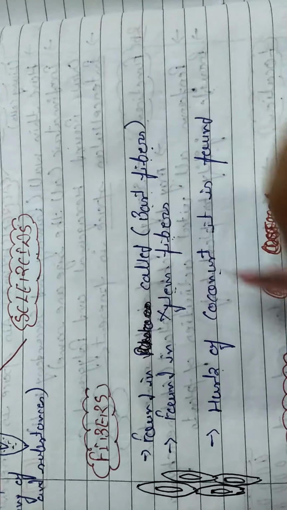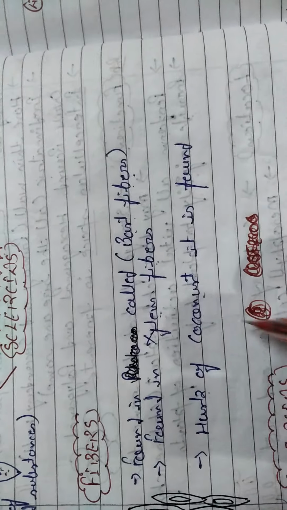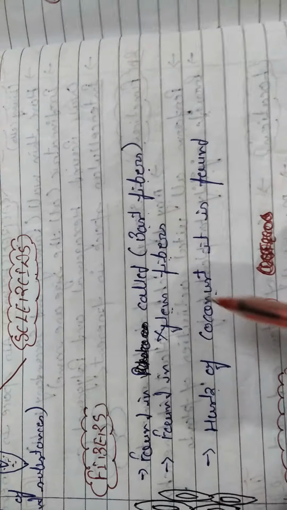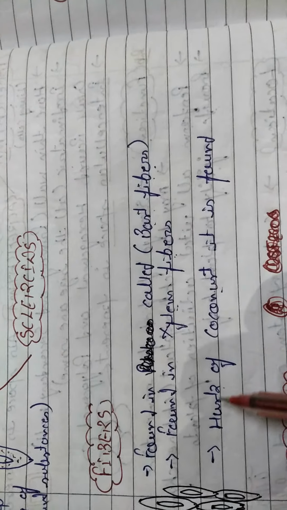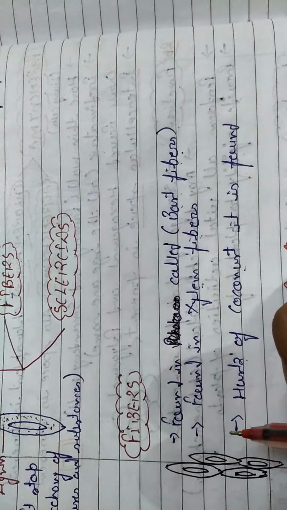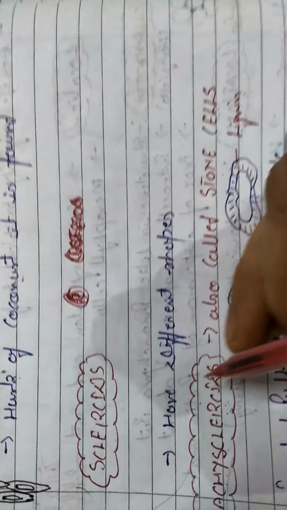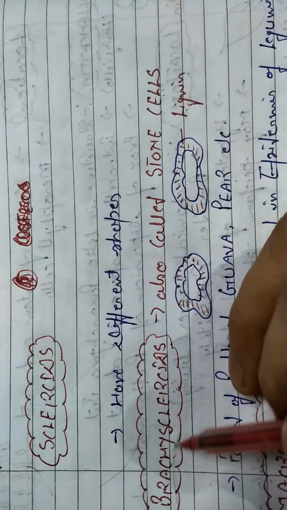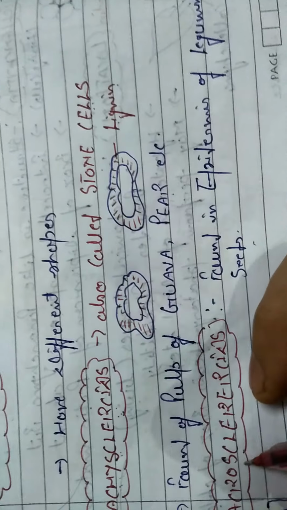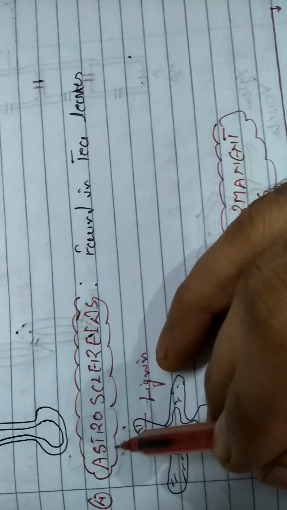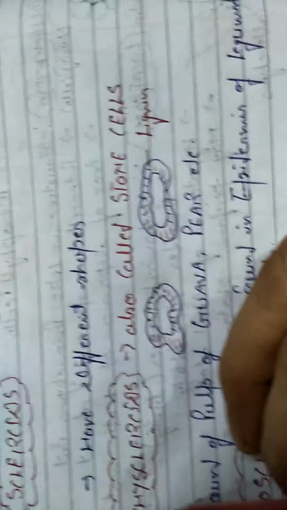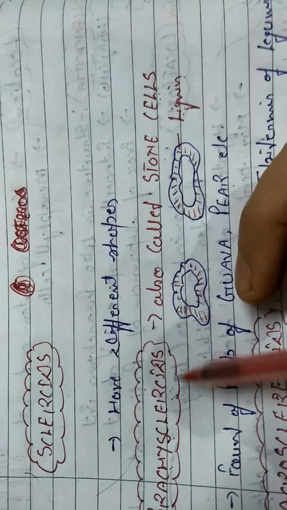They are found in the xylem fibers. The best example of the fibers is the husk of the coconut. It is found in the outer cover of the coconut, the thread-like structure, they are also fibers. Now sclereids are of different types. For example, brachysclereids, macrosclereids, osteosclereids. Apart from that, astrosclereids. What are they?